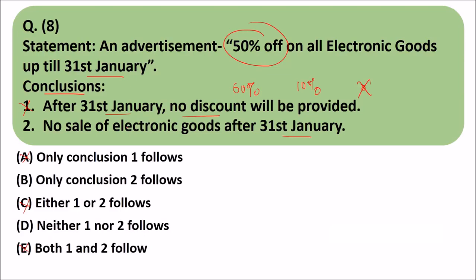Second conclusion: no sale of electronic goods after 31st Jan. They are talking only about the discount on electronic goods. They are not talking about selling or buying electronic goods or anything like that. They might continue selling the electronic goods after 31st Jan. Okay, so there is no reference to selling of electronic goods. It is only reference to discount. Okay, right? So second conclusion also does not follow. So the answer is D. Neither 1 nor 2 follows.